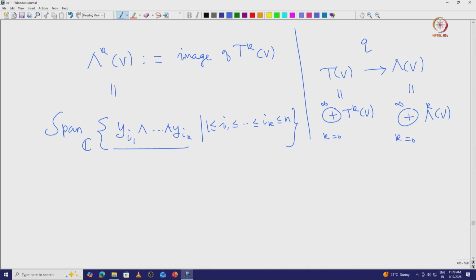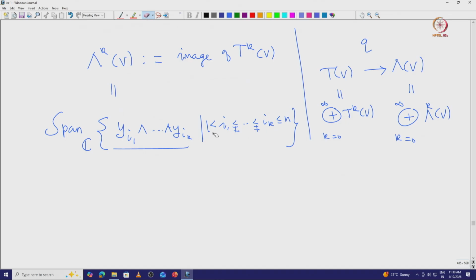Now, suppose i1 and i2 are equal, then what would happen? Then yi1 will appear next to each other, yi1 wedge yi1. So, that will become 0. So, that actually tells you that no two indices should be repeated. So, using that you can see that these inequalities indeed become strict inequalities.